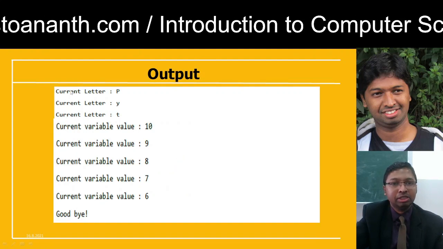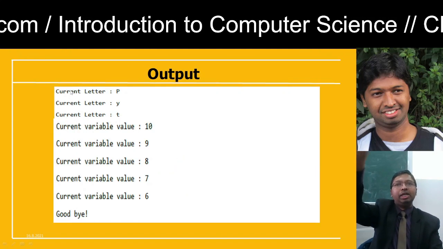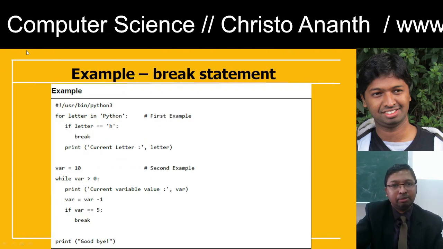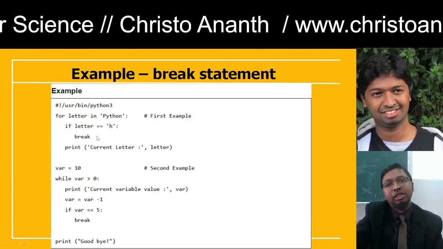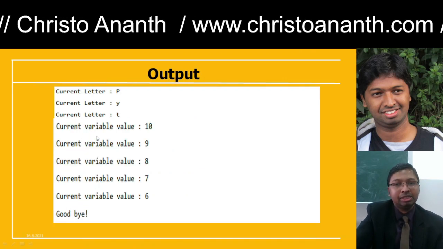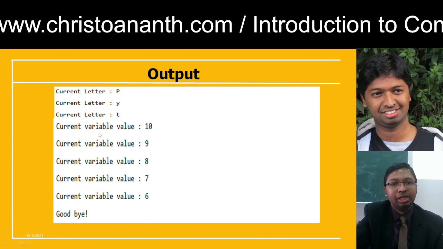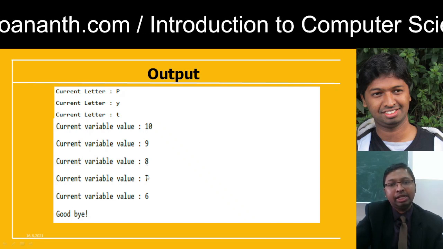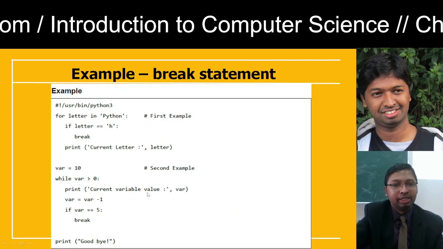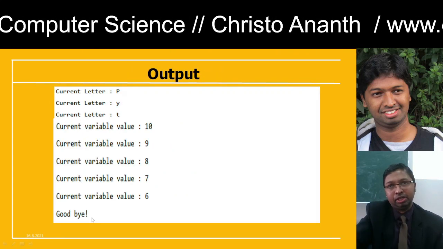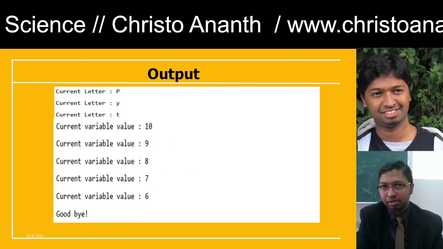So here you can see current letter P, Y, T, and the next one is H. But in the first example, if letter is equal to H, it will break. That is the reason it is not printing H. Similarly, current variable 10, 9, 8, 7, 6, and after that if variable equal to 5, break. So it will not print the 5, and afterwards it will print goodbye.